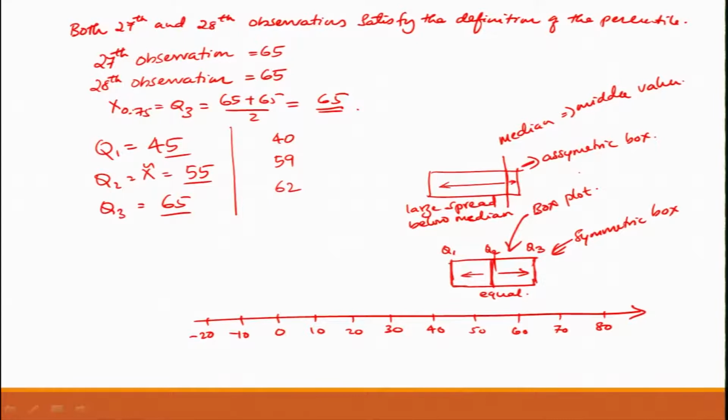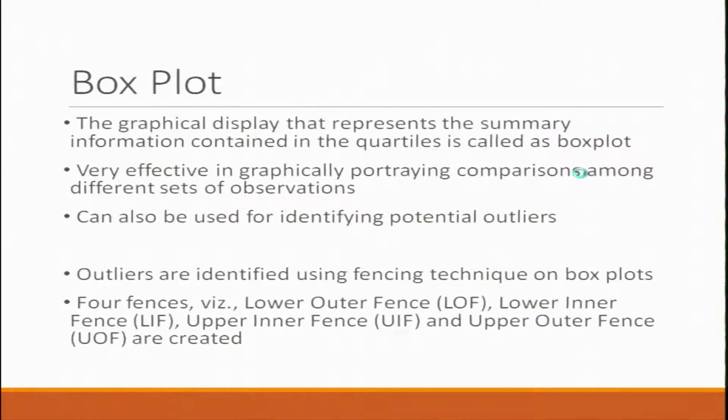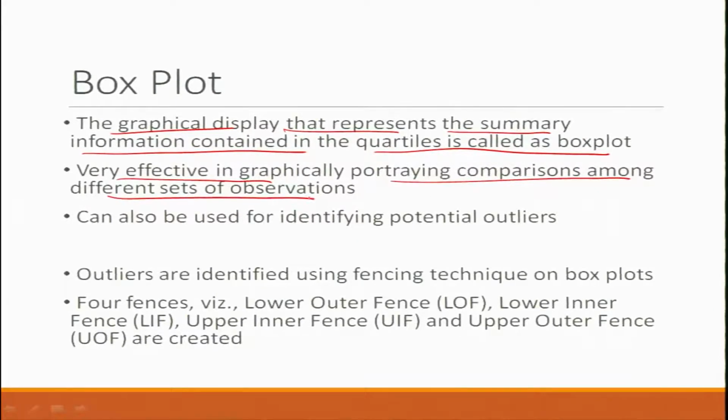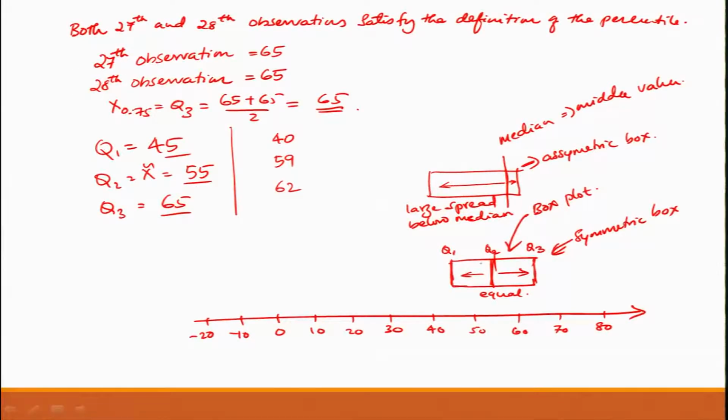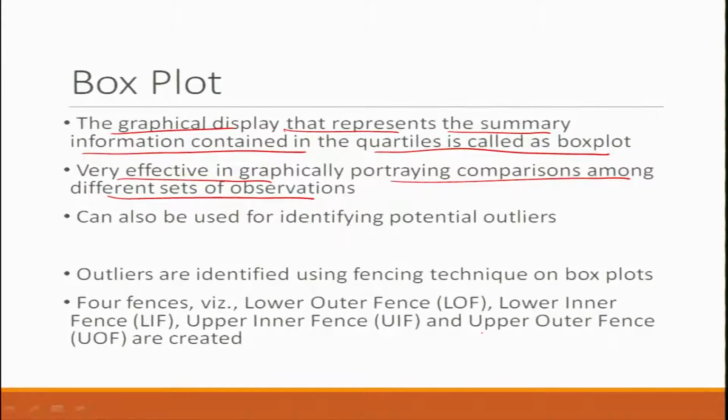And the second part is that it is very effective in graphically portraying comparisons among different sets of observations. If you assume that these are two different box plots, then we can easily compare them, because we know that the Q3 of the first box plot is less than the Q3 of this one, and the Q1 is also less, the median is this, there is a spread. All these patterns are clearly demonstrable using the box plot. Then the box plot can also be used for identifying potential outliers.